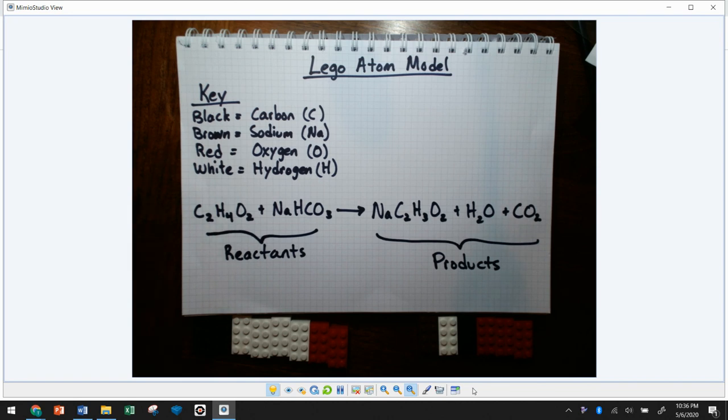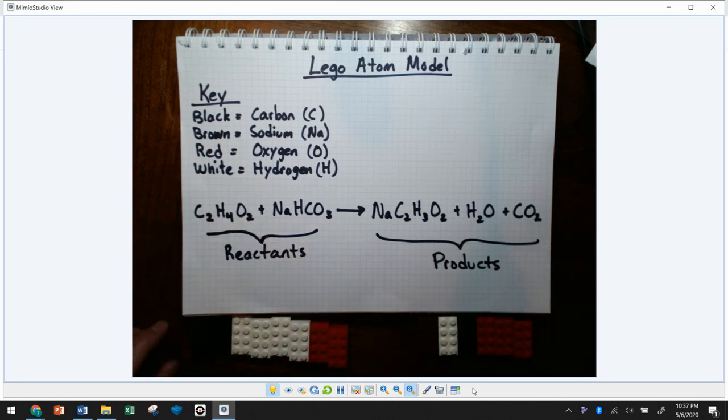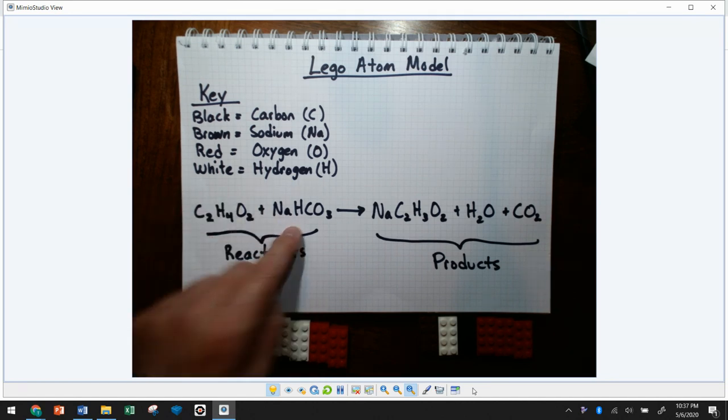So as you can see, each Lego represents a different atom, carbon, and here's the symbol for carbon. And then we have the chemical equations for each of the reactants and then the products. So this is vinegar, our acetic acid, and this is sodium bicarbonate or baking soda.